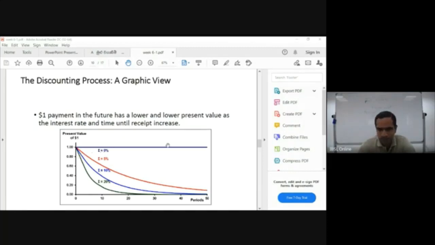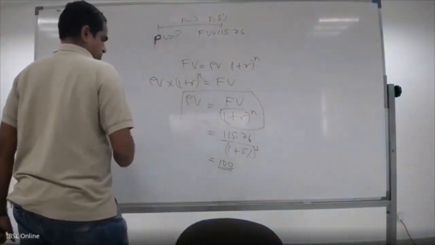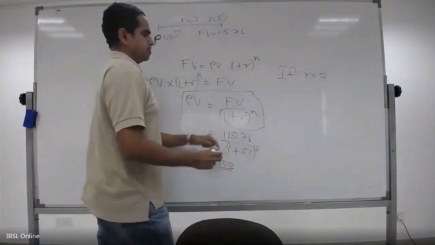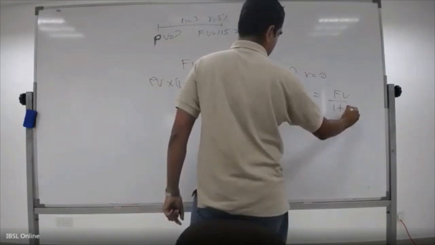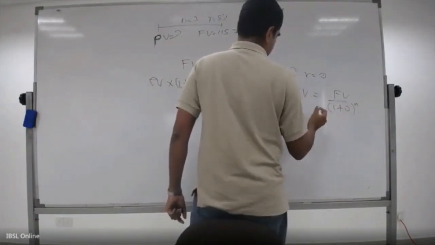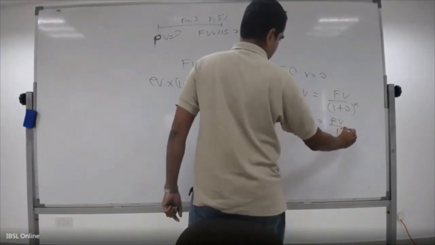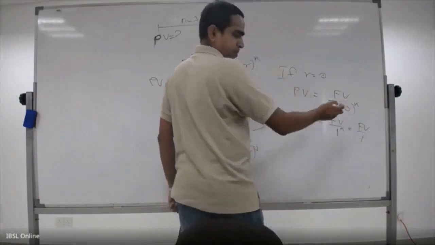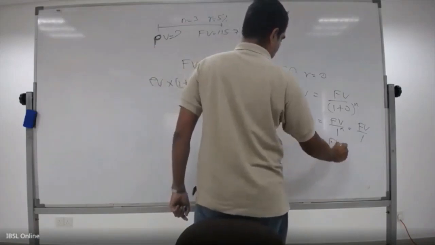When the interest rate is 0, let's work it out and see. If R is 0, present value equals future value divided by 1 plus 0 to the power n. That is future value divided by 1 plus 0, which is 1, to the power n. 1 to the power n is 1. So present value is equal to future value when R is 0.